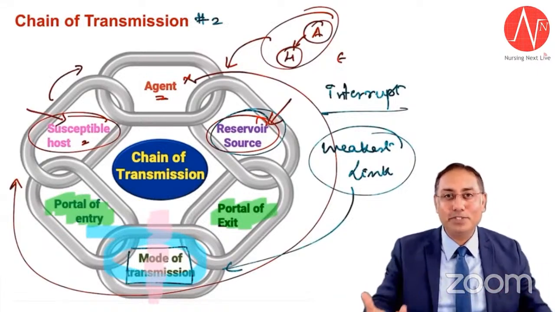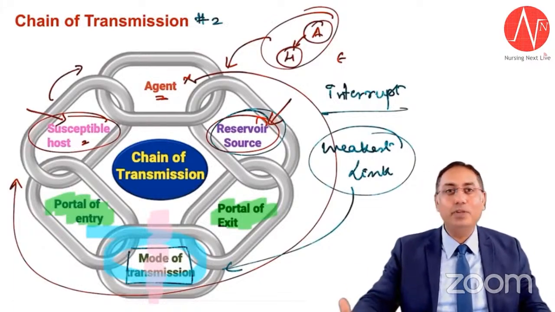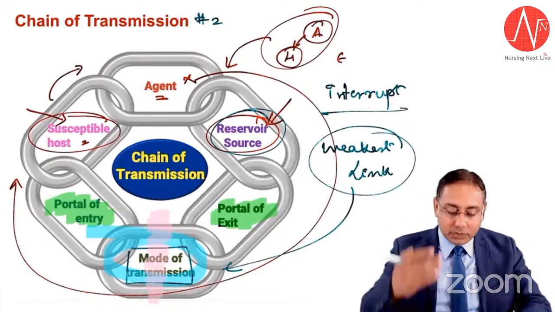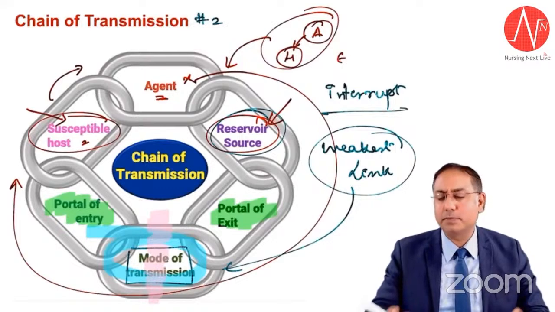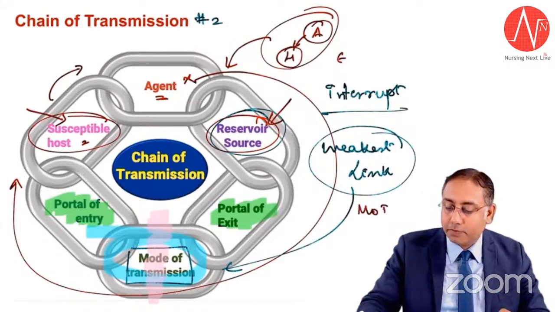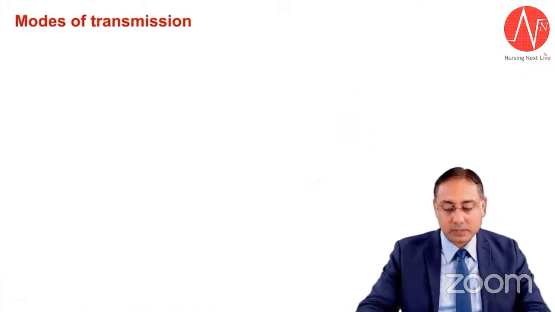Because we all are humans, right? So you want to prevent the disease in us all. So how will you prevent that? You have to cut the mode of transmission, cut the chain of transmission. So that's the understanding about the chain of transmission. Only one MCQ, which is the weakest link. Please note that the weakest link is the mode of transmission. You have to interrupt the transmission at the mode of transmission.